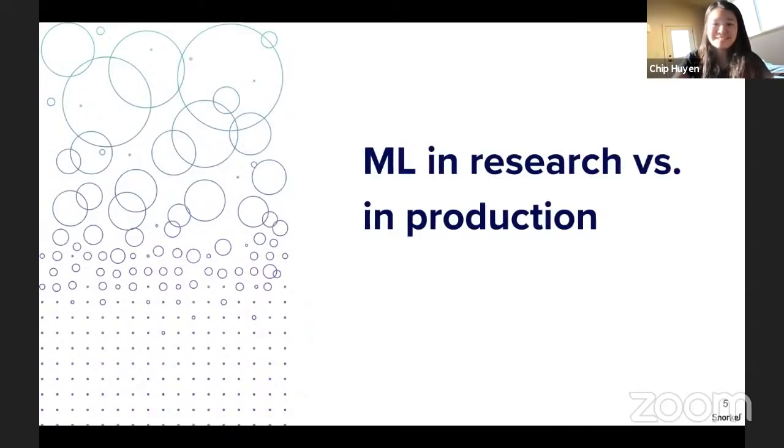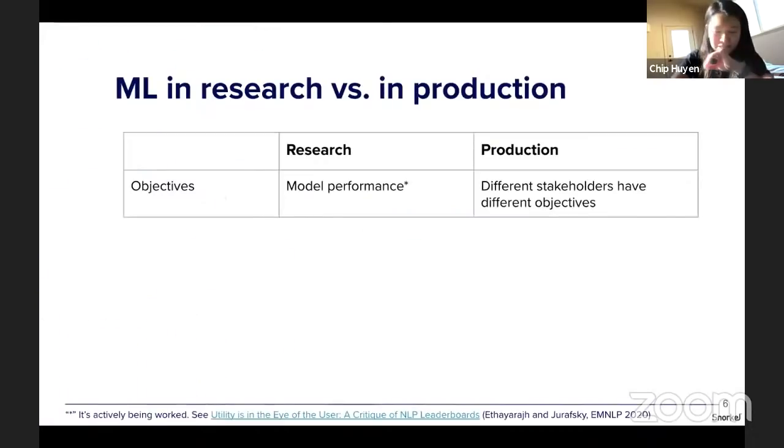The first topic is machine learning in research versus machine learning in production. There are several differences, and I'm just gonna go through the 2 main ones. First, the objectives, and second, the priority, like latency versus throughput. In terms of objective, in research, usually you choose research based on a very clear objective.